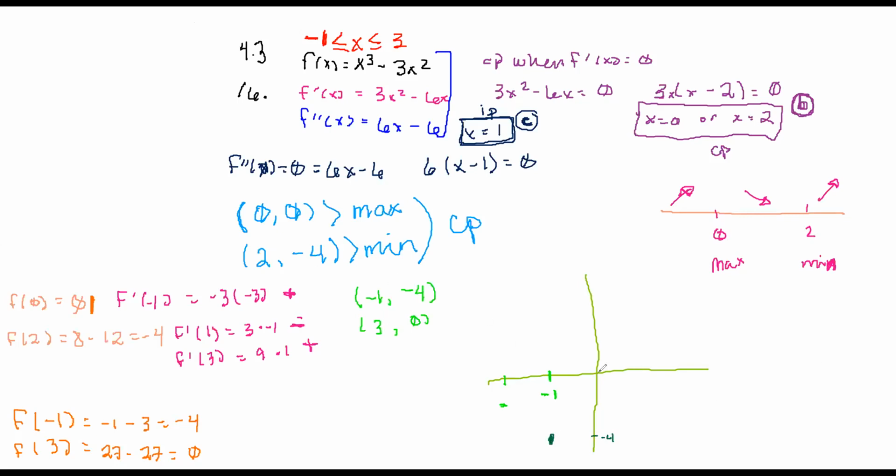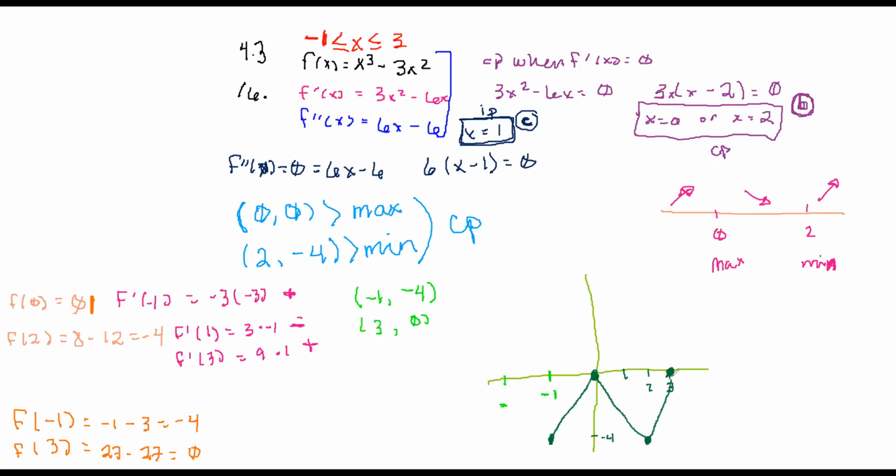I'm going to graph 0, 0. I'm going to graph 1, 2, 2, -4. And I'm going to graph 3, 0. So I'm trying to draw this function out. And I know that there is an inflection point at x equal to 1. So this goes like this.